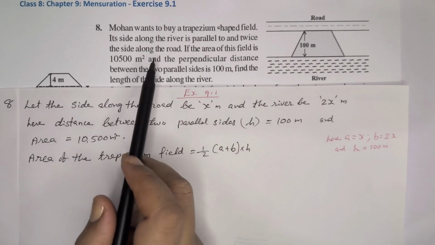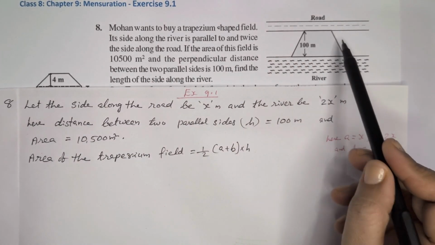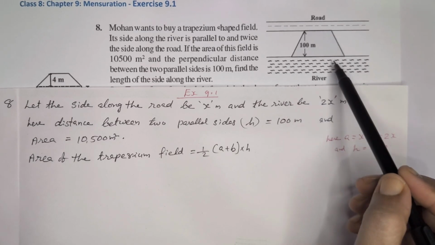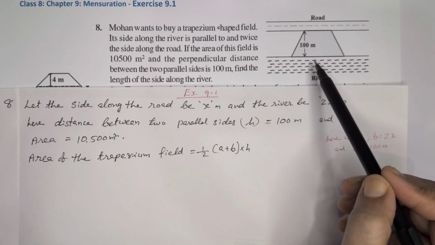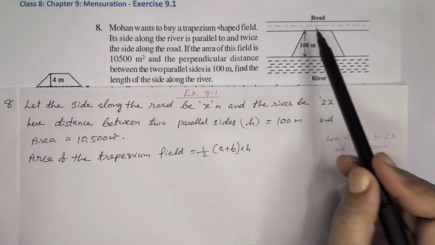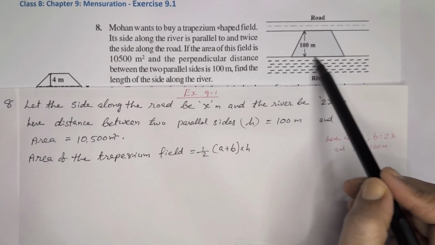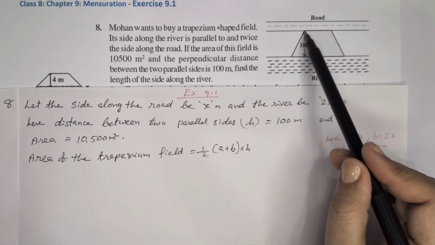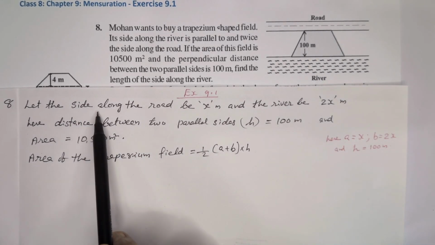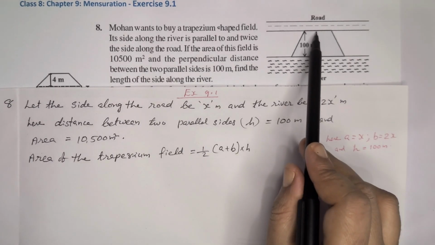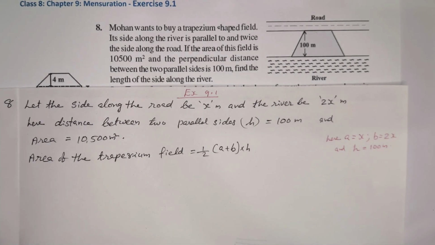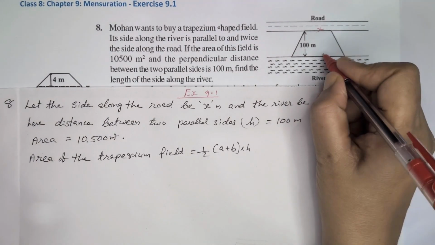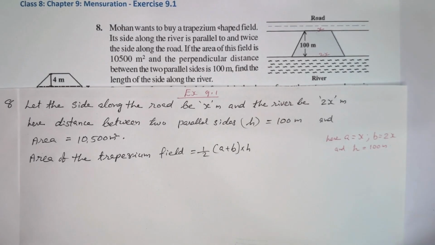Question number 8. Mohan wants to buy a trapezium shaped field. If its side along the river is parallel to twice the side along the road. This is the road side, this is the river side. These two side lengths are not given, so we can take the side along the road as x meter and the river side as 2x. Road side we can take that as x meter, this is 2x meter.